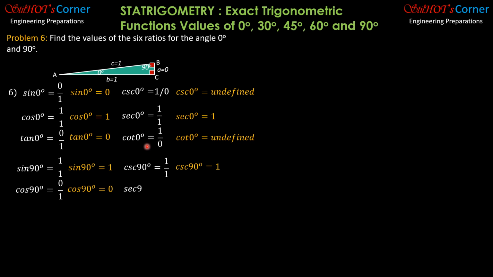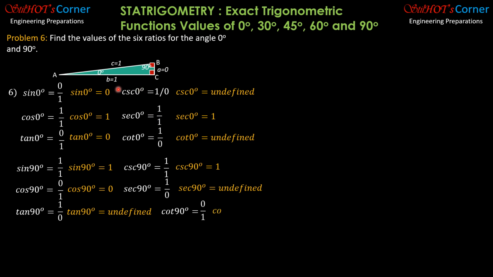And the reciprocal secant of 90 degrees is 1 over 0, hypotenuse 1 over adjacent 0, so it is undefined. Then tangent of 90 degrees is opposite 1 over adjacent side 0. So 1 over 0 is undefined. Tangent of 90 degrees is undefined, while the reciprocal cotangent of 90 degrees is adjacent side 0 over opposite 1, so it is 0.